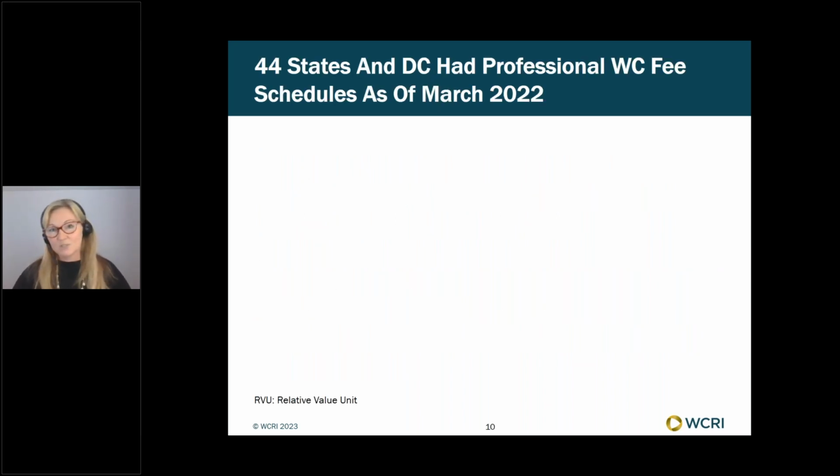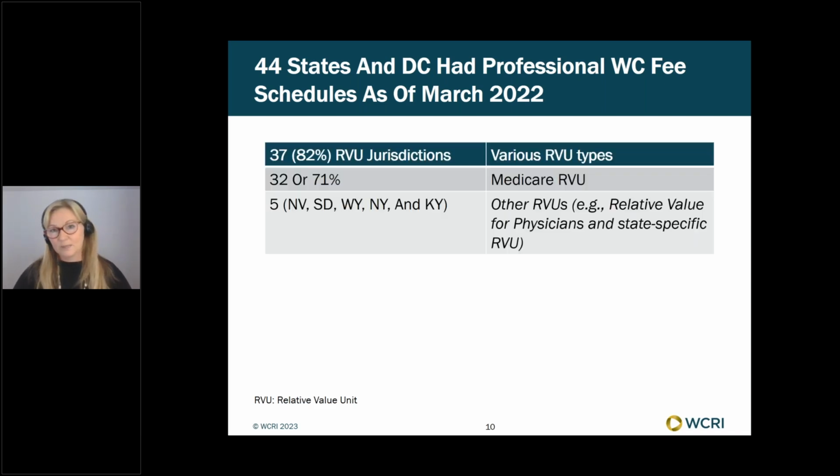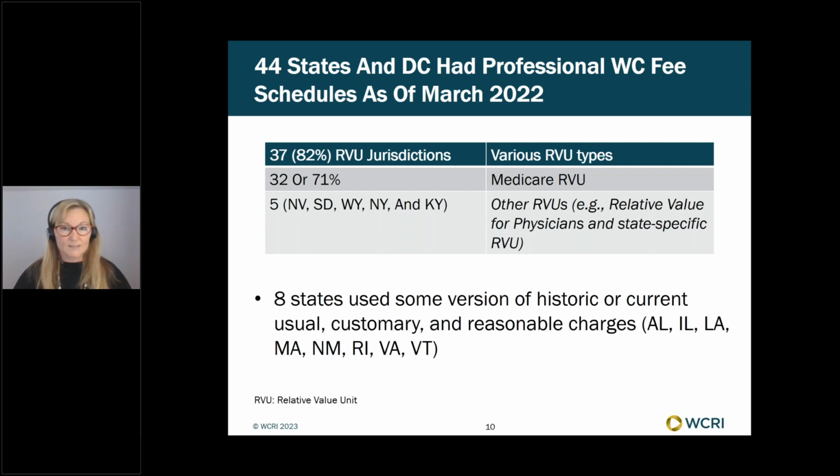In the focus of this presentation are states with medical fee schedules for professional services. And currently 44 states and the District of Columbia have professional workers' compensation fee schedules. And when it comes to the fee schedule basis, the vast majority of the fee schedule states use the RVU approach. Over 70% of the fee schedule states rely on Medicare RVUs. 5 states use alternative types of RVUs, and the 8 remaining states use some version of usual and customary charges.